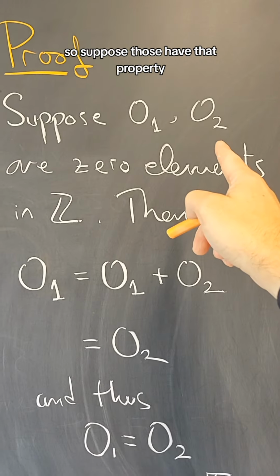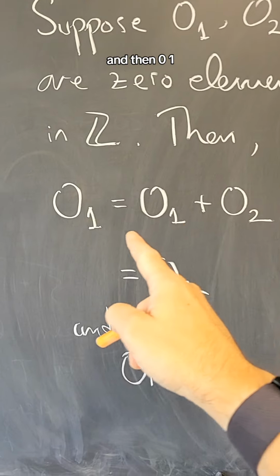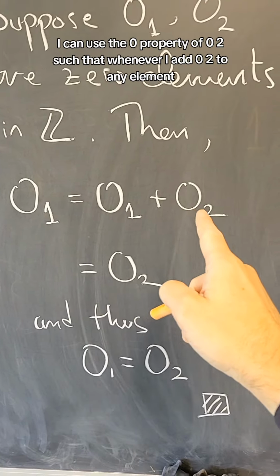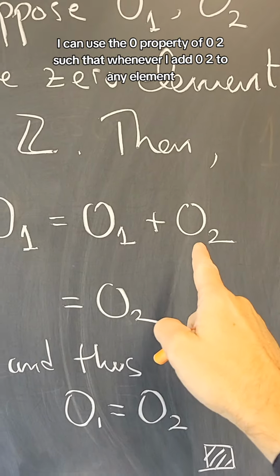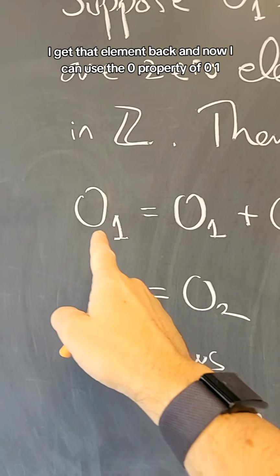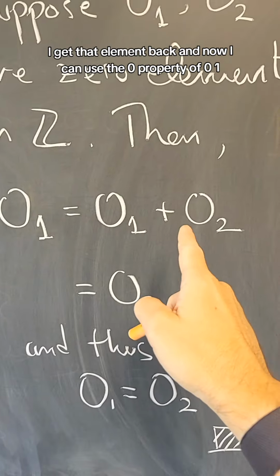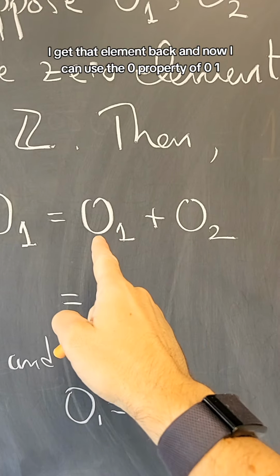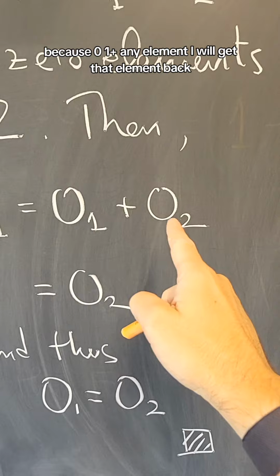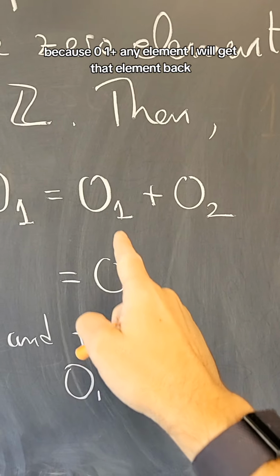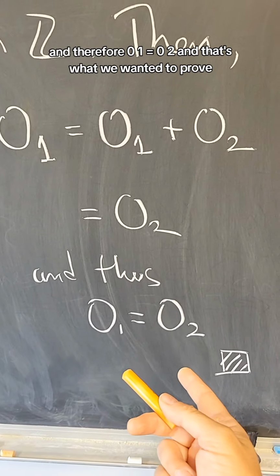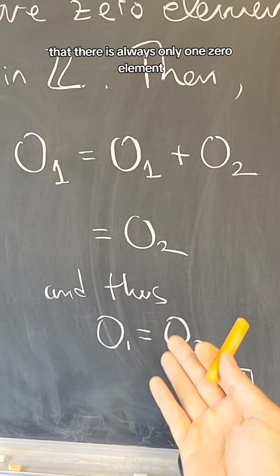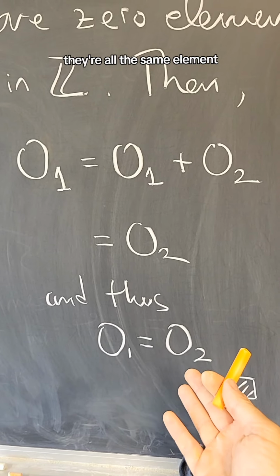So suppose those have that property, and then for 0_1, I can use the zero property of 0_2, such that whenever I add 0_2 to any element, I get that element back. And now I can use the zero property of 0_1, because 0_1 plus any element, I will get that element back. And therefore, 0_1 equals 0_2, and that's what we wanted to prove, that there is always only one zero element. They're all the same element.